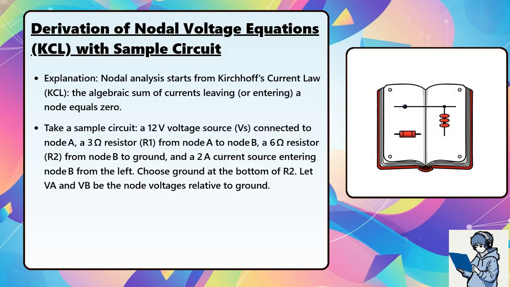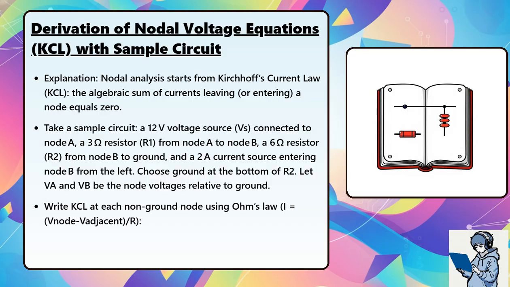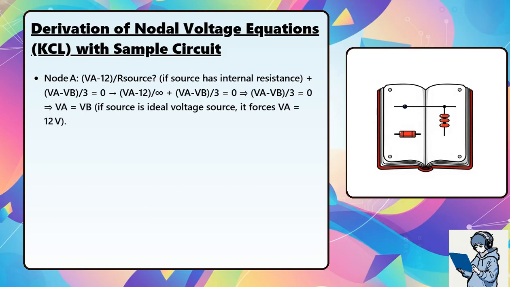Let VA and VB be the node voltages relative to ground. Write KCL at each non-ground node using Ohm's law. I equals voltage difference divided by resistance. Node A: voltage A minus 12 divided by source resistance, if the source has internal resistance, plus voltage A minus voltage B divided by 3 equals 0.